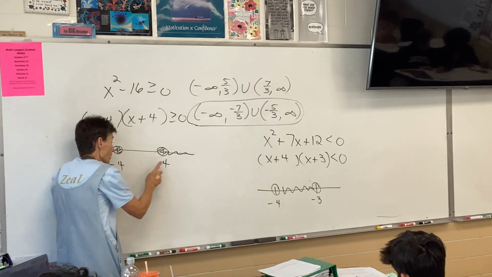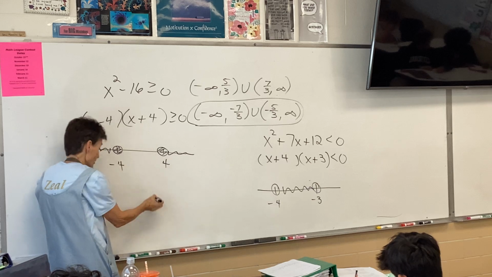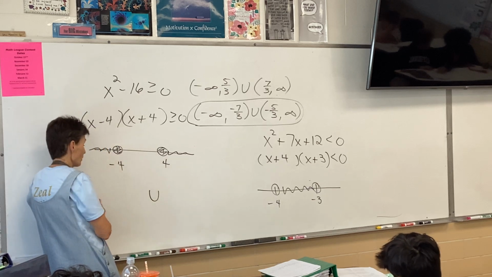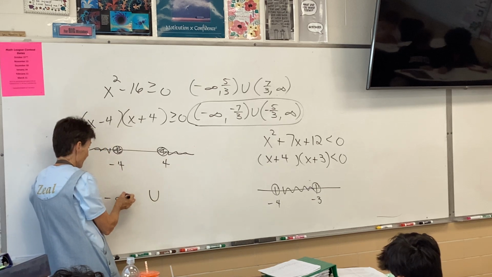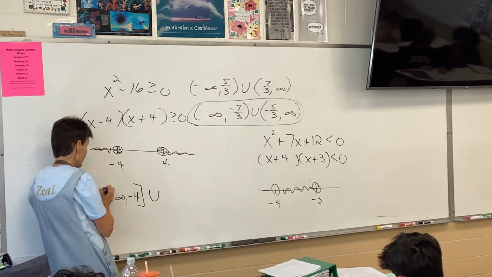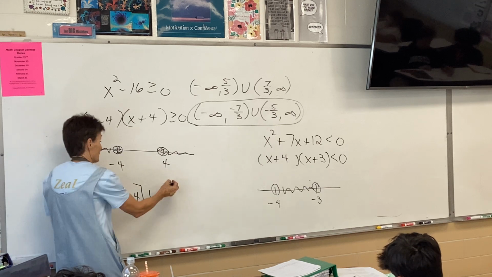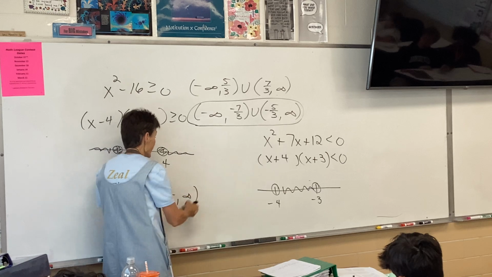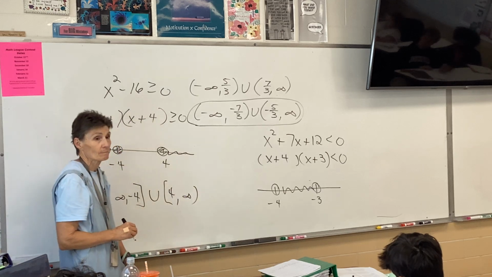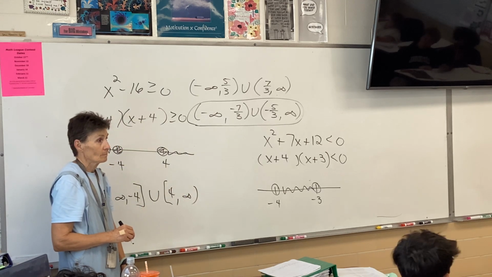Elijah, 2-part graph, 2-part answer. So this part will be negative infinity to -4, and the -4 will be bracketed. And then bracket 4 to positive infinity. Yes. Okay.